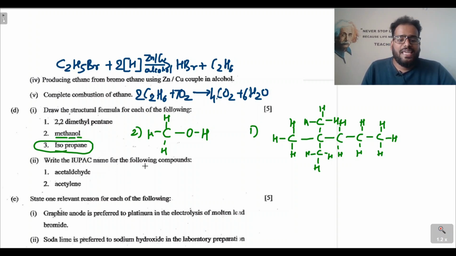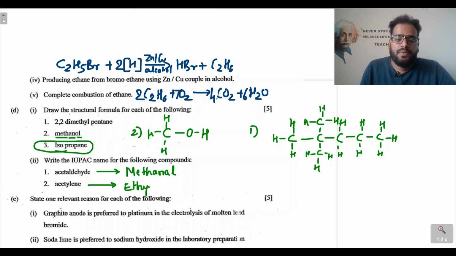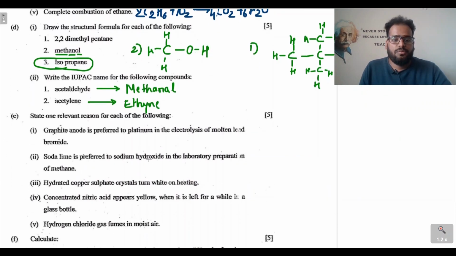Write the IUPAC name of the following: acetaldehyde. See, common names they have given. Acetaldehyde is the first member of aldehyde. Aldehyde's first member means meth. Methanal. Acetylene is the first member of the alkyne. Alkyne's first member will be ethyne. Remember children, there is no methyne or methane. Okay, ethyne.